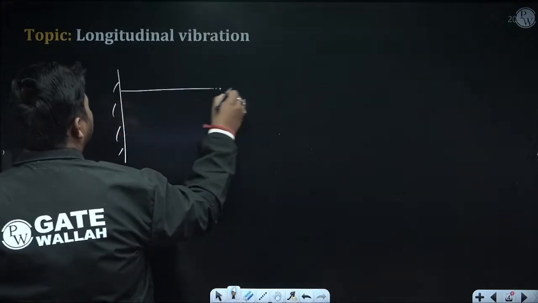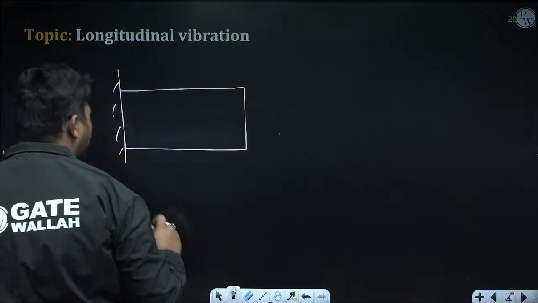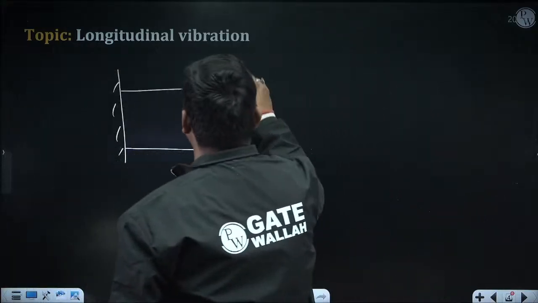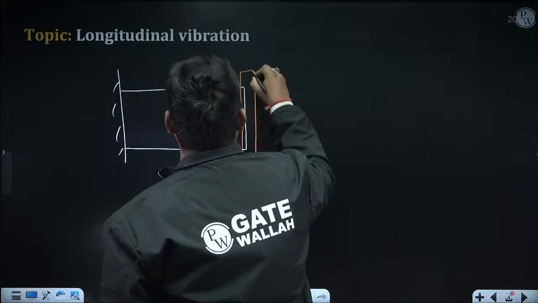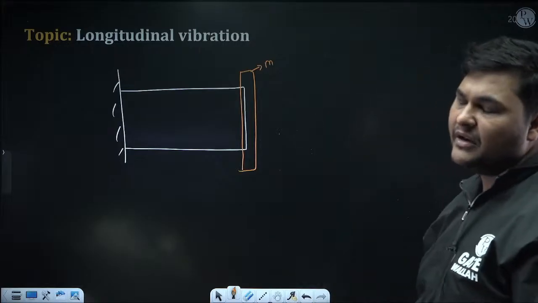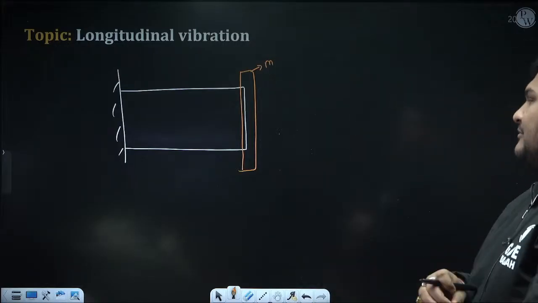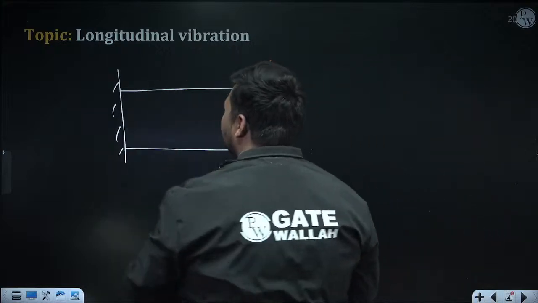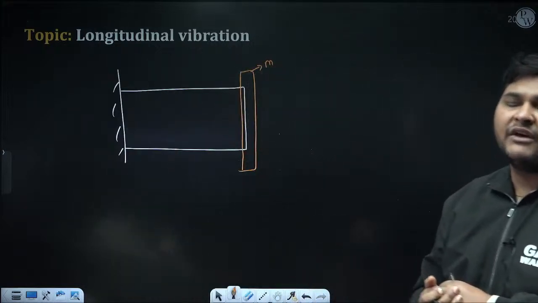Suppose this is the shaft, beam, bar, whatever you want to refer. Generally in longitudinal vibration, I refer to this as a bar. Suppose the mass of this rotor is m. So here one point mass is attached, which I am referring to as the rotor, whose mass is m. But here we are taking this beam, or this bar, to have negligible mass.